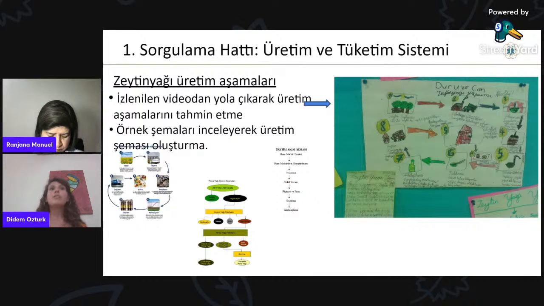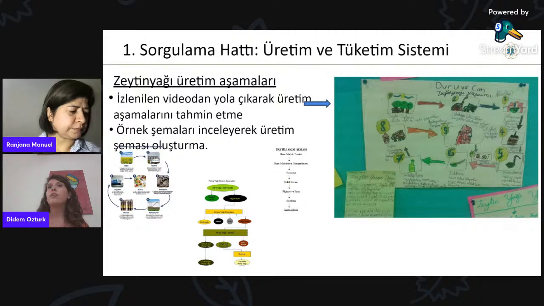And from there, we started the first line of inquiry. It was a system of consuming and producing. Students started organizing their own graphic organizers through some videos that they watched. They watched how olive oil is produced in Turkey, and they decided what was first, second, and so on.